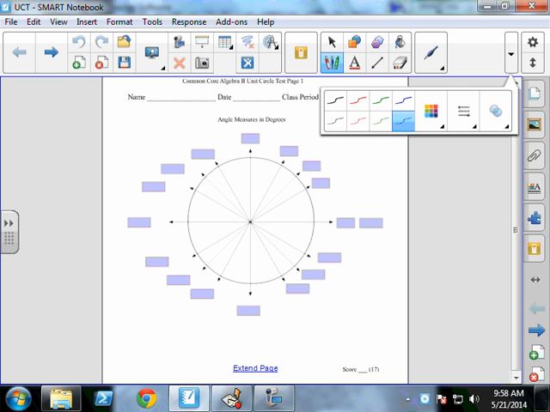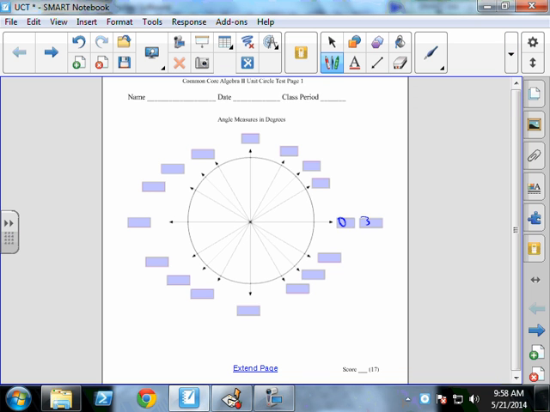So angle measure in degrees, 0, 360. And on the test, you don't need to put the little degree symbol because it says angles in degrees. So then we got 30, 45, 60, 90, 120, 135, 150, 180, 210, 225, 240, 270, 300, 315, the 330, and that's page 1, and that's 17 out of 17 points. There we go.